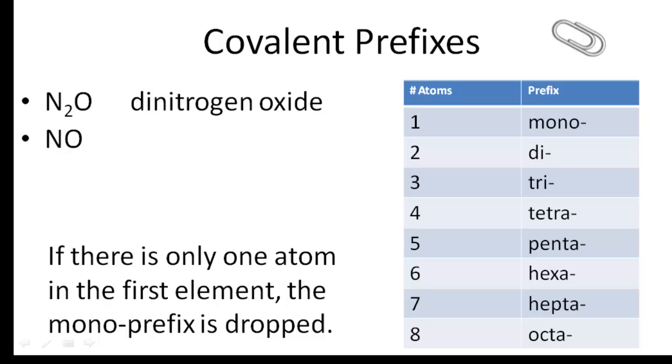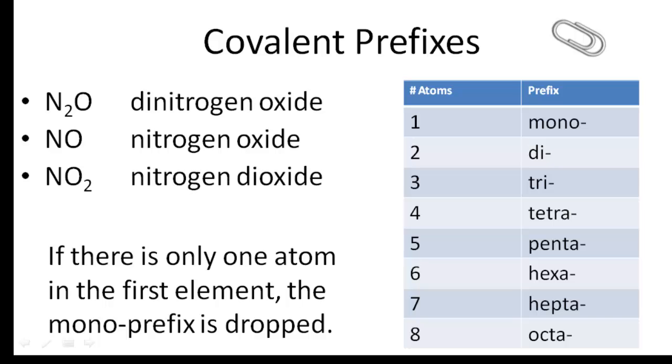How about NO? Think about it a minute. Nitrogen oxide. Again, you could say nitrogen monoxide, but most people say nitrogen oxide. Well, how about this one? NO2. Nitrogen dioxide. You don't put the mono in front of it if it's the first element. You do put the di in front of it because there's two of it.